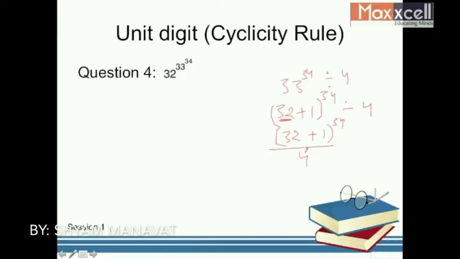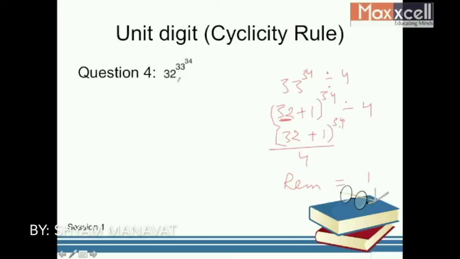Only the last term will remain, which is 1 to the power 34. Am I clear? So basically, if 33 to the power 34 is divided by 4, the remainder will be 1. 1 to the power 34 is 1.